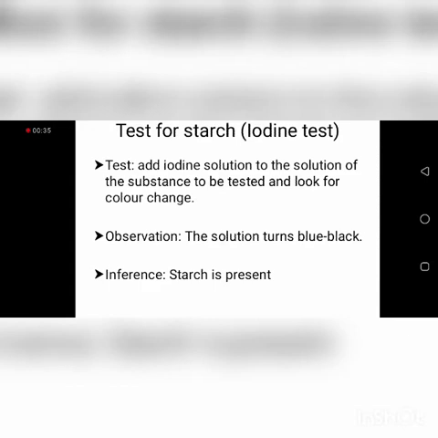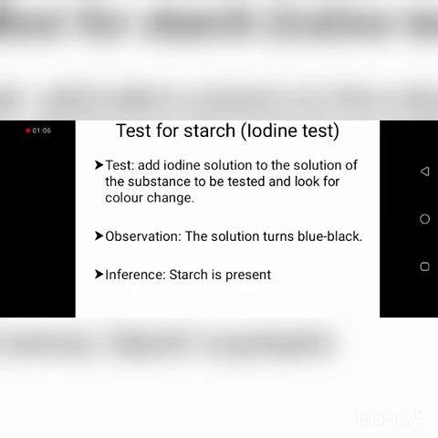So start from the test. The sample of food: you take a small sample of food and homogenize it in a mortar and pestle with water, make it in the form of a solution, and take a little bit into a test tube. You then add iodine solution to the substance to be tested, which is the food sample, and you look for color change.